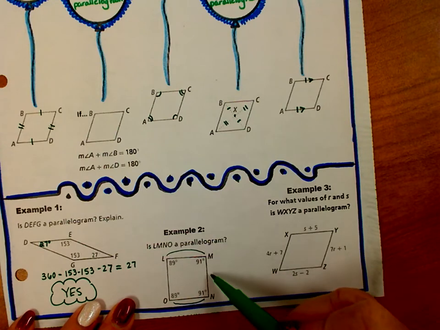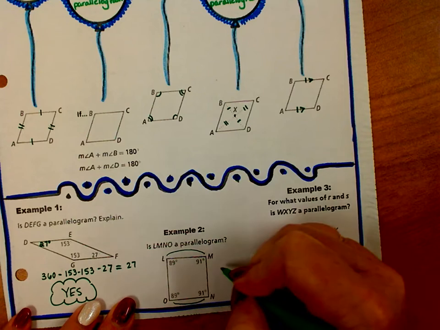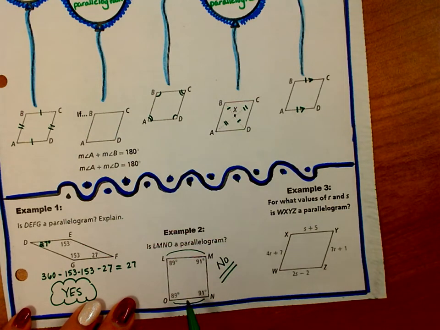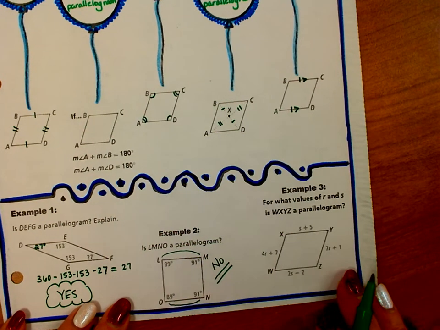But if we add these two angles, which are also consecutive, 91 and 91 is 182. So we're going to have to say no. This is not a parallelogram. This is actually going to be a trapezoid, maybe, if we have another set of parallel lines.